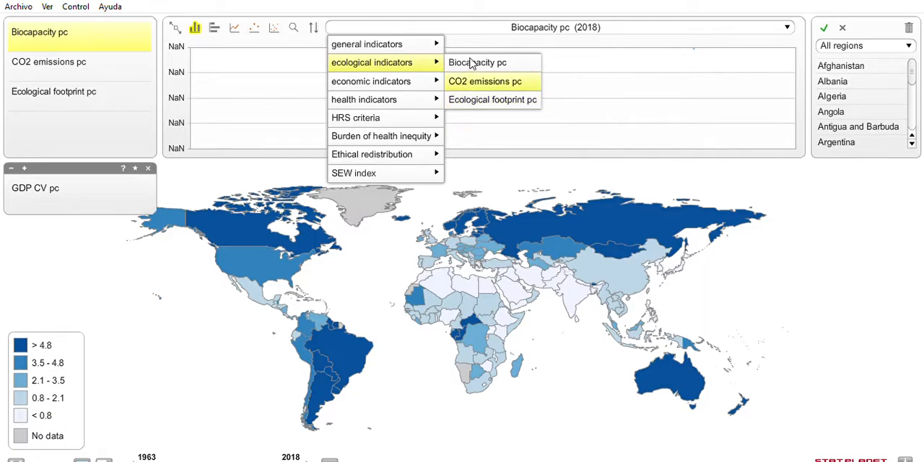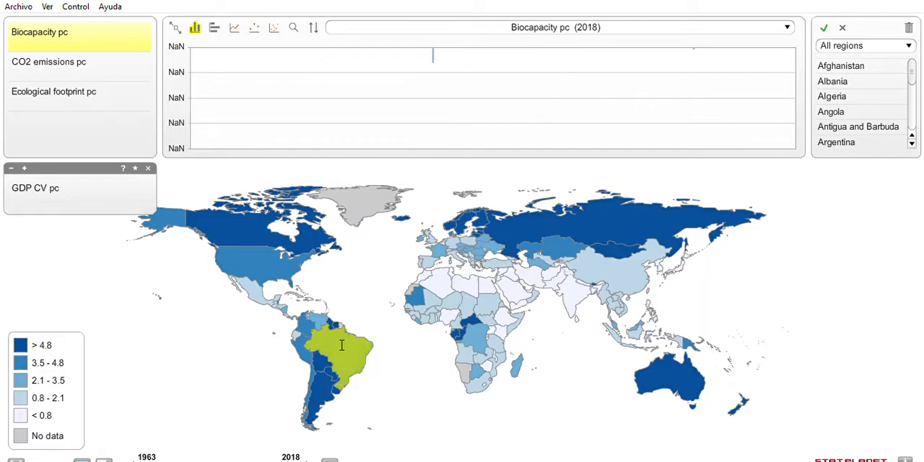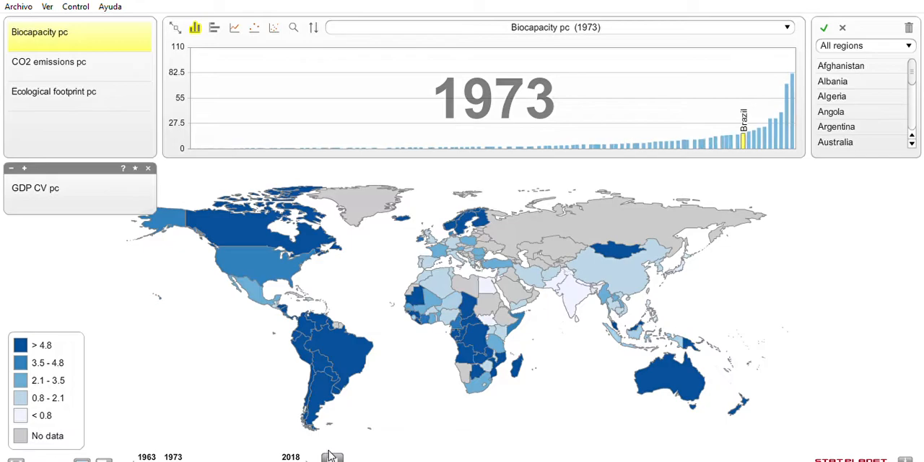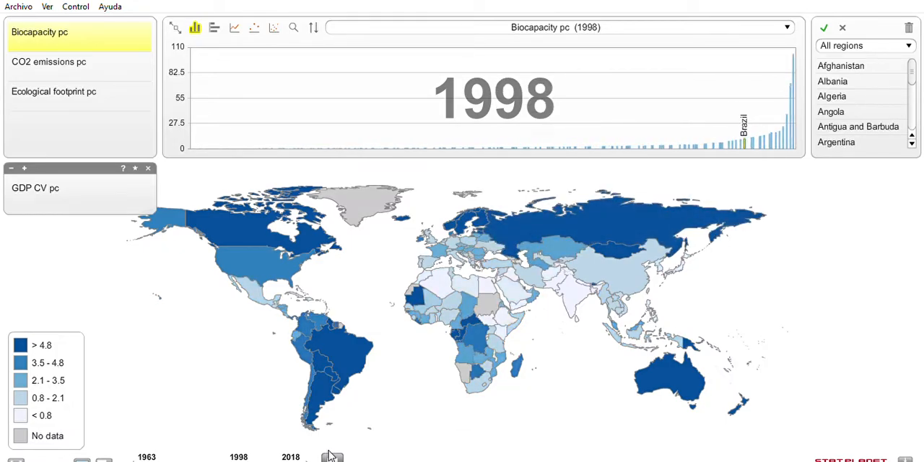So you see how biocapacity, as you saw in the time map, has evolved over time, and it's quite heterogeneous, with a high biocapacity in the Americas until the end of the century, where they start being reduced. Also in the northern countries, less densely populated.